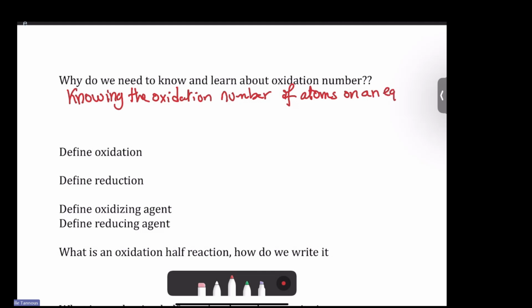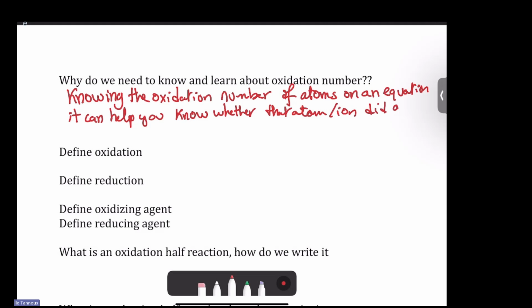So knowing the oxidation number of atoms in an equation can help you know whether that substance, that atom or ion, did an oxidation or a reduction. Because we need to learn how to use the oxidation number to answer the questions later on, which species oxidized, which species got reduced, etc.